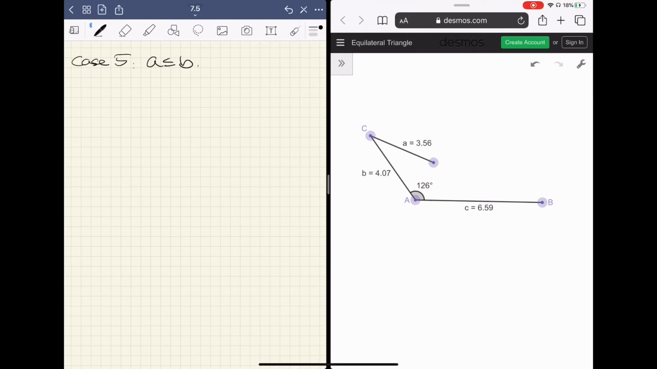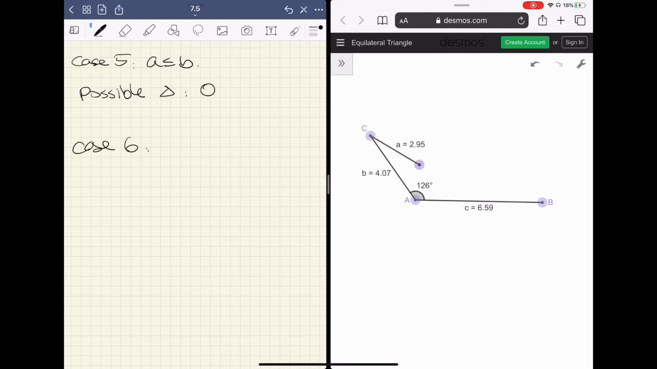So in our example here, B is equal to 4.07. If A is equal to B, then these two lengths will align with each other, right? So you don't have a triangle, you have an angle. We can't have that. If A is shorter than B, then again, you don't form a triangle. You can't form a triangle like that. It's too short. So case 5, possible triangles, none. 0 possible triangles.